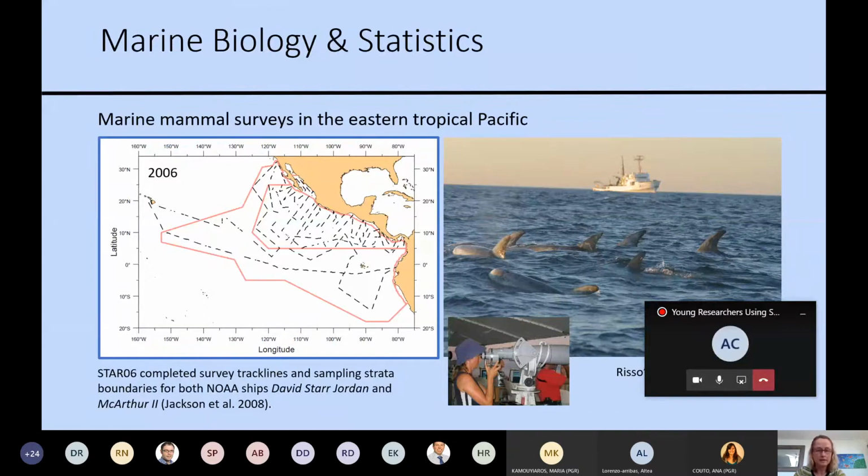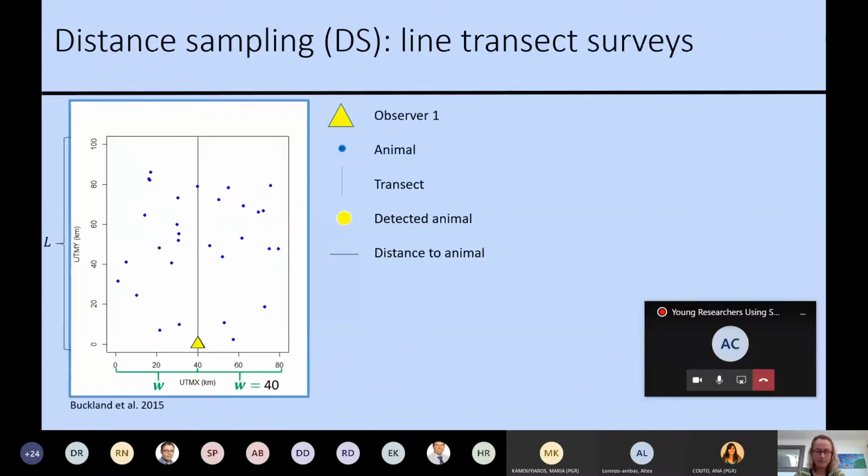So this was a line transect survey, which is part of distance sampling. And I'll explain a little bit about what this entails. So think about a very simple example where you have an observer. An observer can be one person or can be an observation platform, like a visual team on a ship. So think of that as observer one. And this observer goes along this line and makes detections of animals, the blue dots, and the detected animals are indicated by the yellow dots.